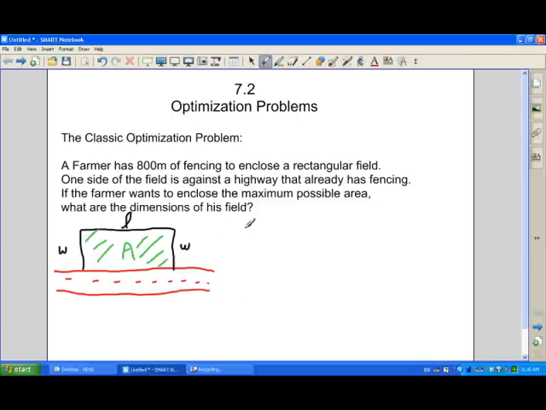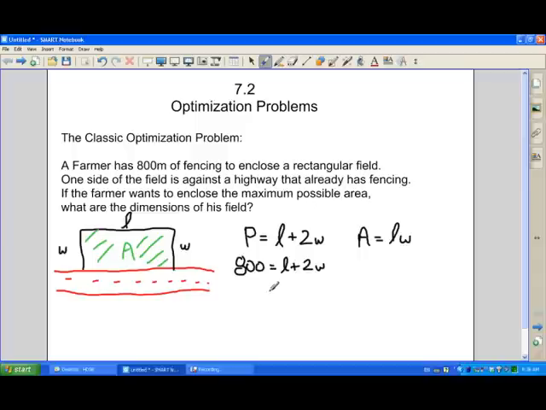So the perimeter of this field, given the fence that we need to use, would be equal to 1 length plus 2 widths. This is how much fence we've used. Or our 800 meters of fence has to represent 1 length and 2 widths. If we want to enclose the maximum possible area, well, our area of this field is length times width.